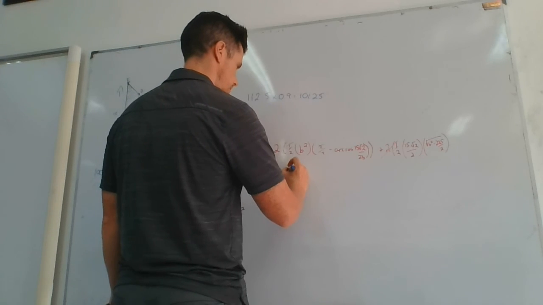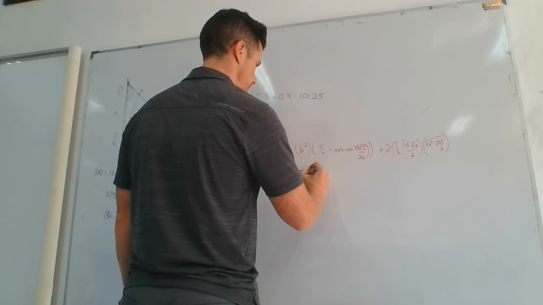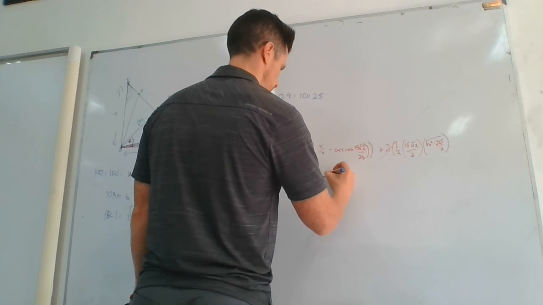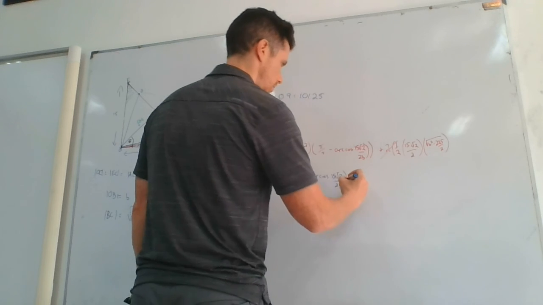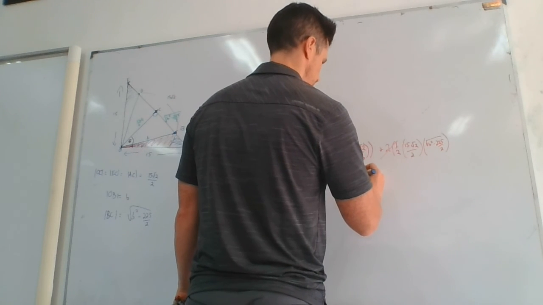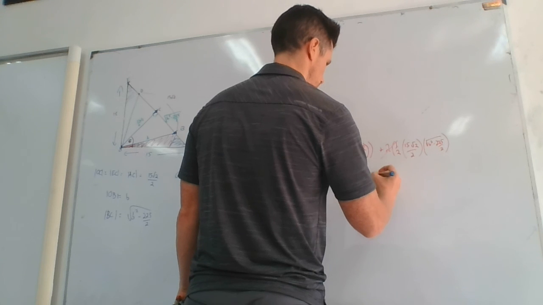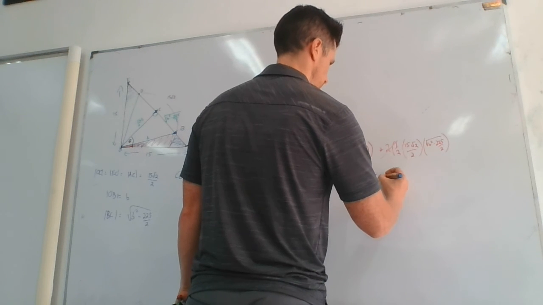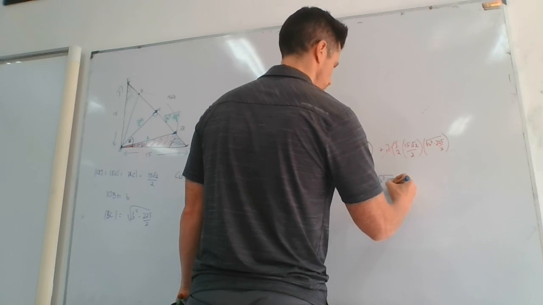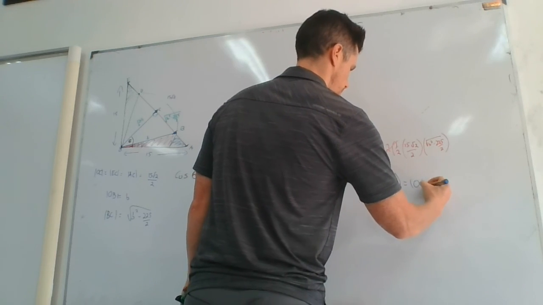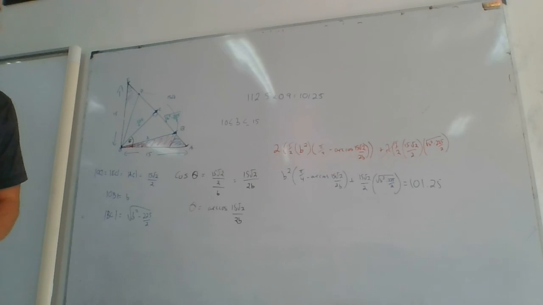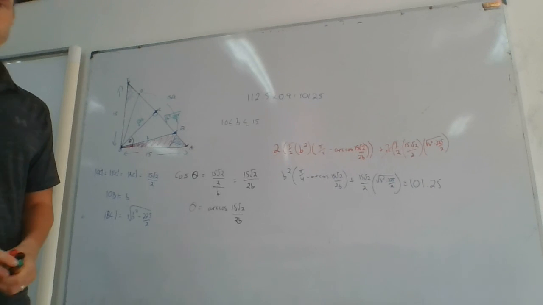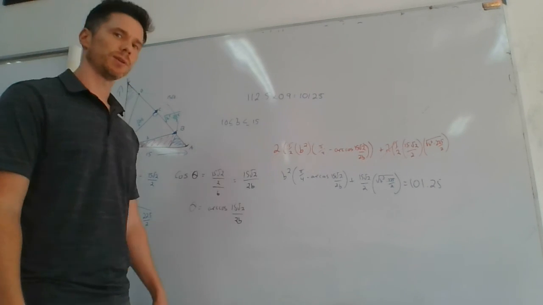B squared times pi over 4 minus arc cos 15 root 2 over 2b plus 15 root 2 over 2 times the square root of b squared minus 225 over 2 equals the area of 1.2. Okay, so that's the answer to part B.